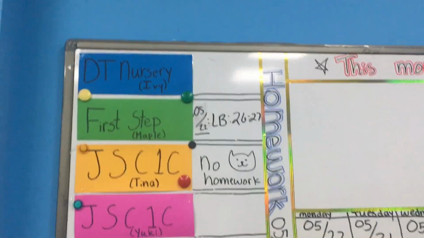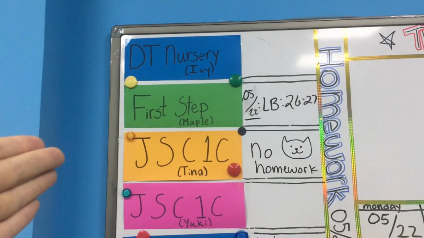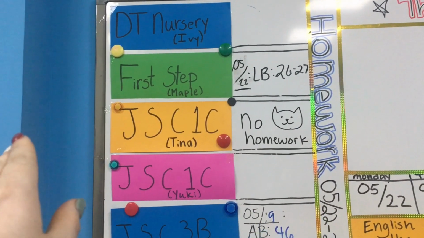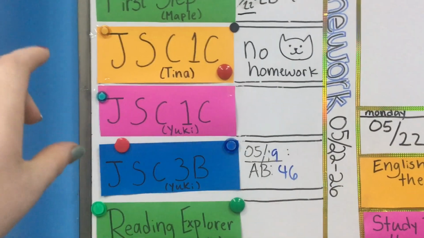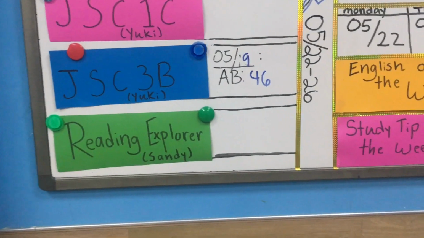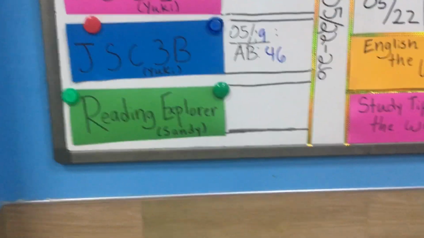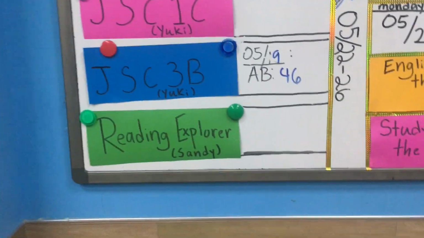Here we have my homework board. So these are the 6 classes that I teach. My nursery class, which is Itty Bitty Babies First Step, which is phonics. My 1C classes, which are low-level English, maybe A1 English. My 3Bs, which is B1, B2 English, and my reading comprehension class, which is a course that I'm writing right now. So this is a new course that I just opened, and I'm teaching using a National Geographic book.